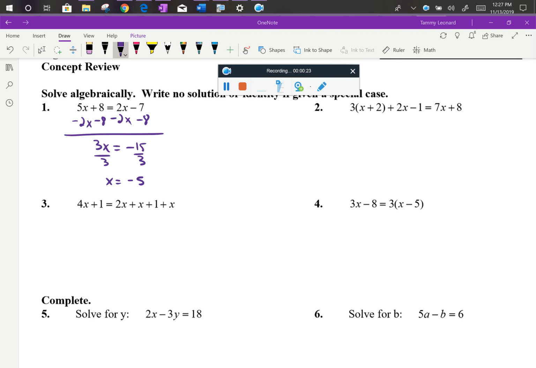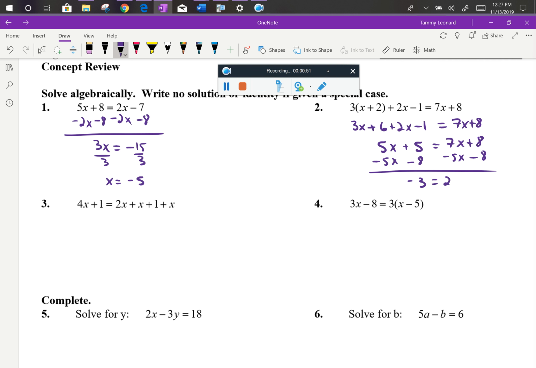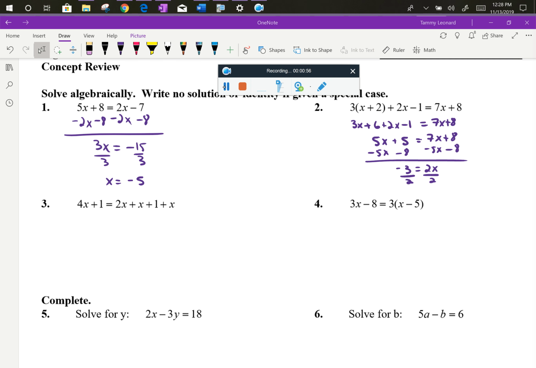In number 2, we need to start by distributing because we have x's in multiple places. Distributing, 3x plus 6 plus 2x minus 1 is equal to 7x plus 8. Combining the like terms on the left, 5x plus 5 equals 7x plus 8. Now we can see that we should subtract 5x from each side, and if we choose, at the same time, we can subtract 8. Negative 3 equals 2x. Dividing both sides by 2 leaves us with x is equal to negative 3 halves.